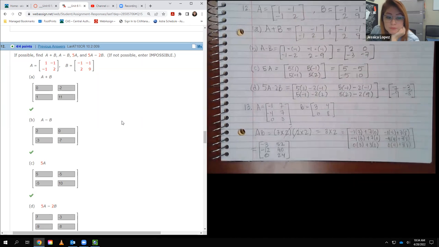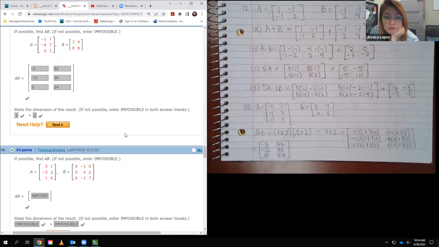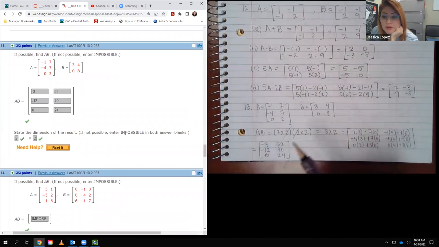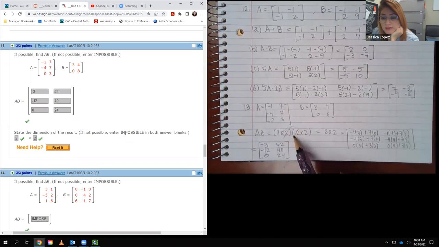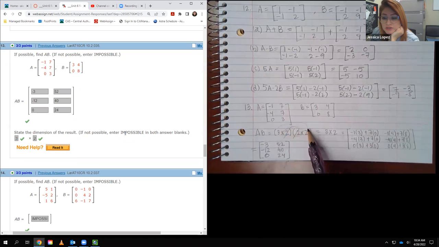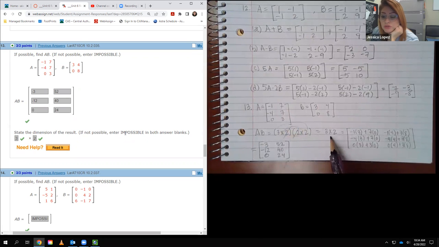Now for problem 13, it wanted me to find the product AB. So the dimensions of A are 3 rows and 2 columns, so it's a 3 by 2 matrix. Then B is a 2-row, 2-column matrix, so it's a 2 by 2. As long as these match, you can do the multiplication. And then the outsides actually tell you the result. So the result should be a 3 by 2 matrix, okay?